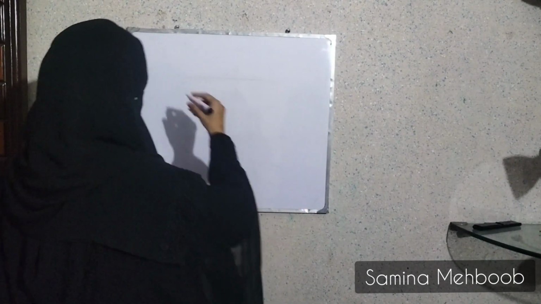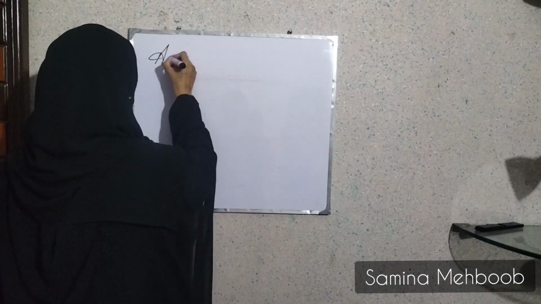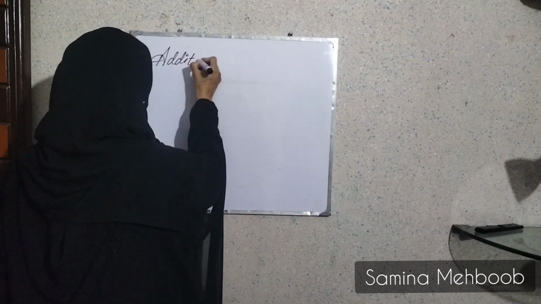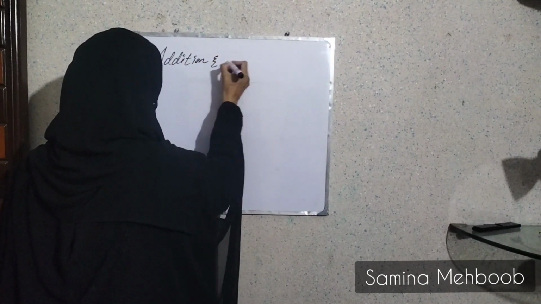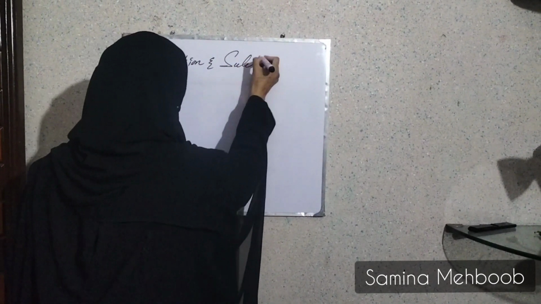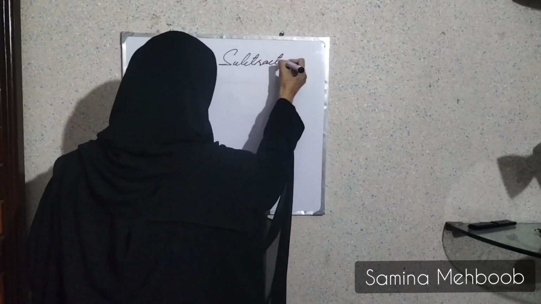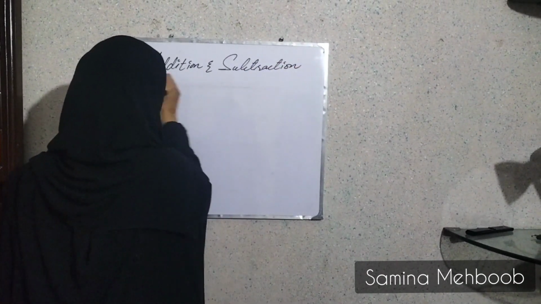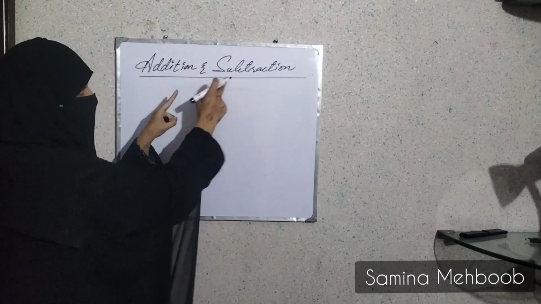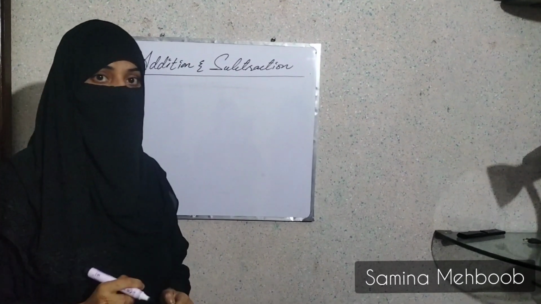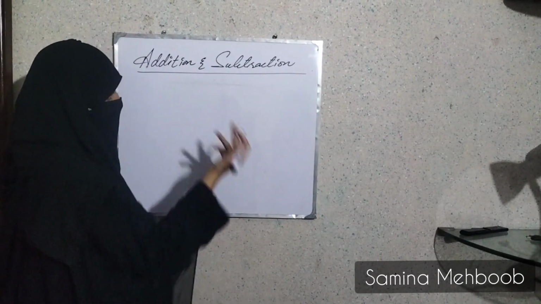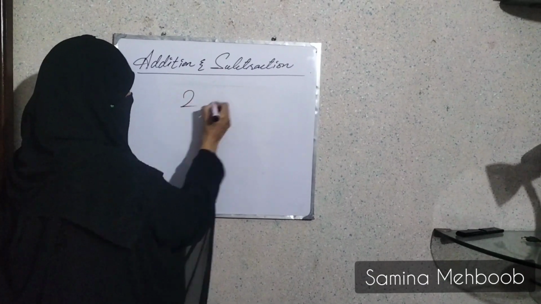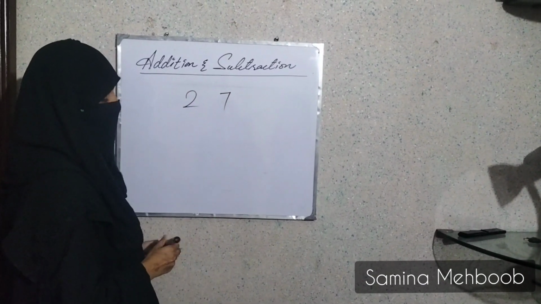Today I'm again here with the topic of addition and subtraction with two-digit numbers. Okay? Yesterday and day before yesterday we have done the topic of addition and subtraction with one-digit numbers. But today we will solve both operations with two-digit numbers. Okay? I'm going to write here a number. The number is 27.